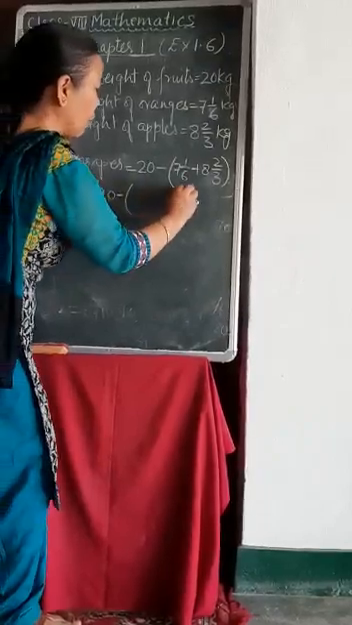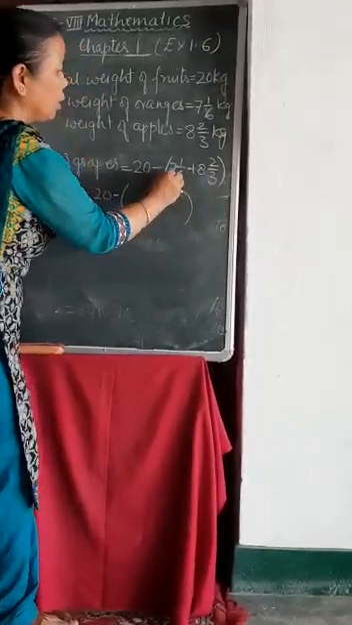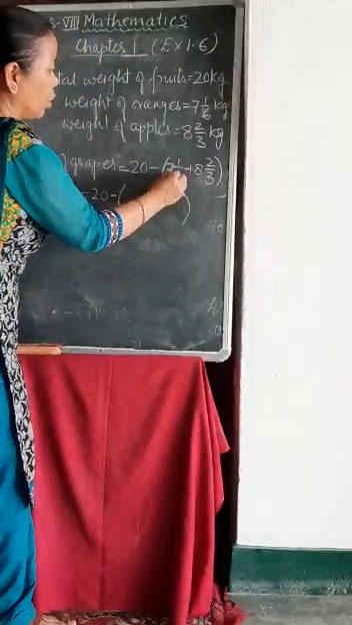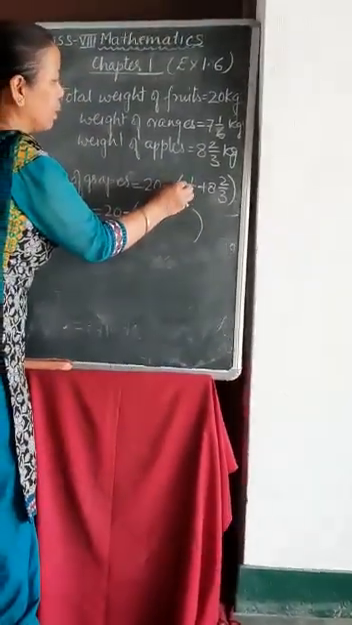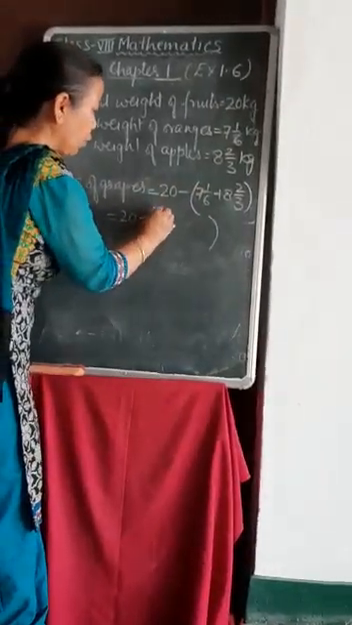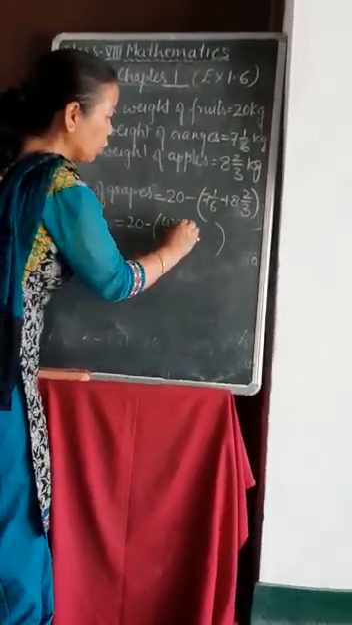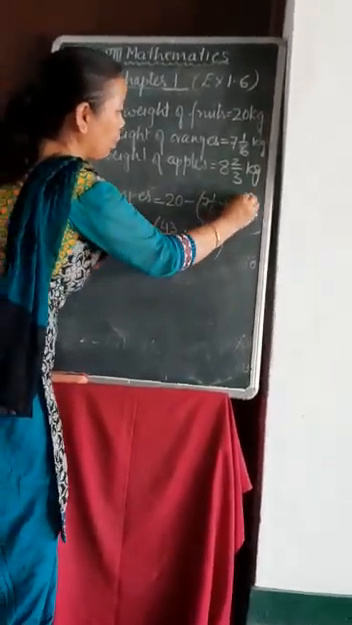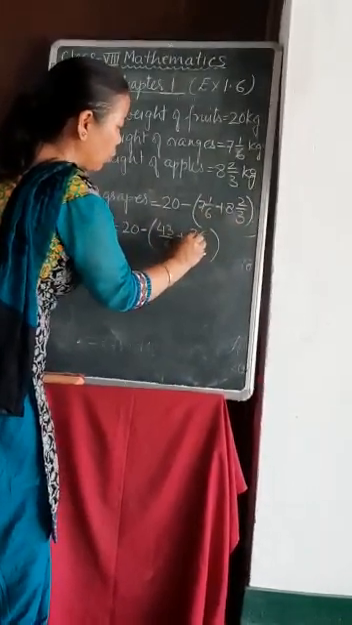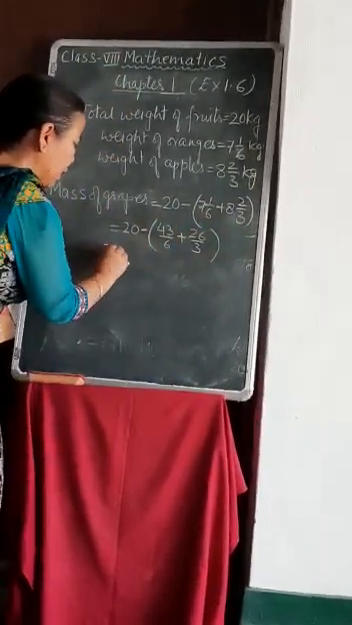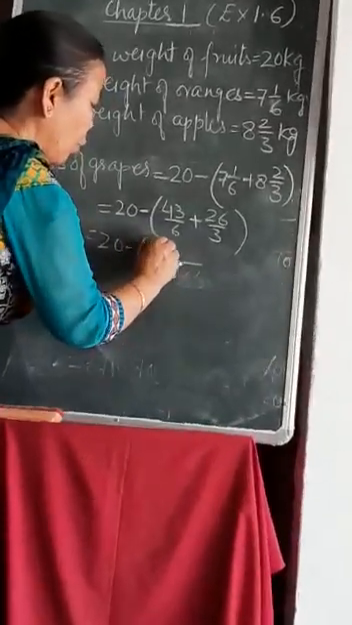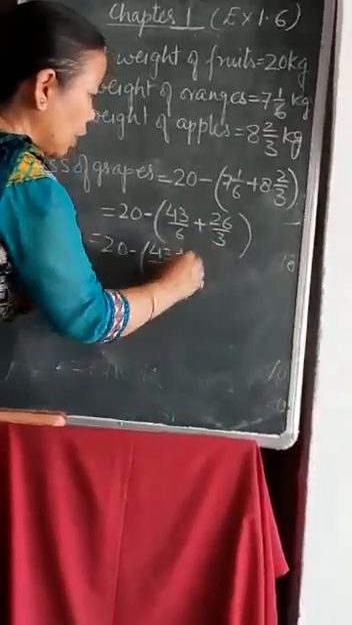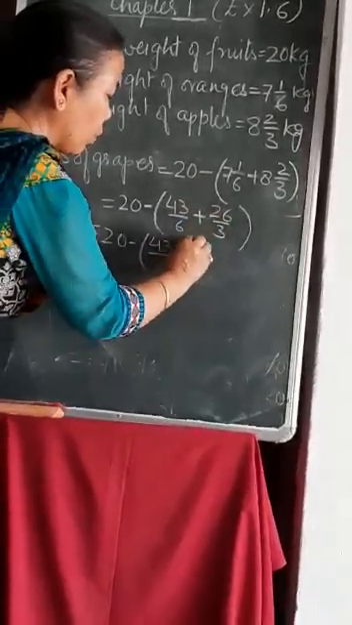According to the BODMAS rule, we have to solve the numbers or the fractions given in the bracket first. We'll change these mixed forms into improper. 7 sixes are 42, plus 1 is 43 upon 6, plus 3 eights are 24, plus 2 is 26 upon 3, and the LCM of 6 and 3 is 6 only. So this will be 43 plus 26 times 2 is 52, which gives 95 upon 6.